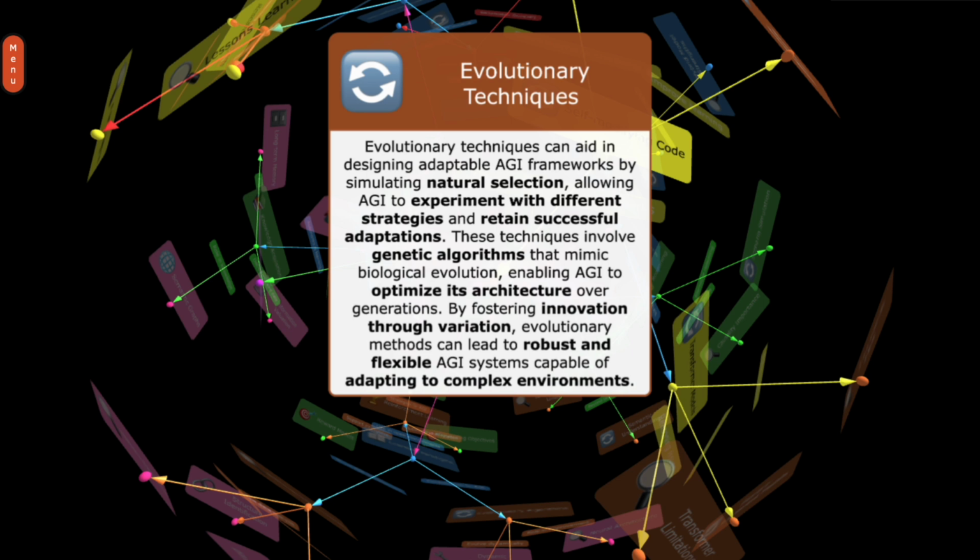Evolutionary techniques can aid in designing adaptable AGI frameworks by simulating natural selection, allowing AGI to experiment with different strategies and retain successful adaptations. These techniques involve genetic algorithms that mimic biological evolution, enabling AGI to optimize its architecture over generations. By fostering innovation through variation, evolutionary methods can lead to robust and flexible AGI systems capable of adapting to complex environments.